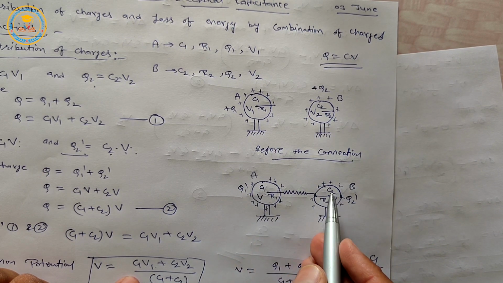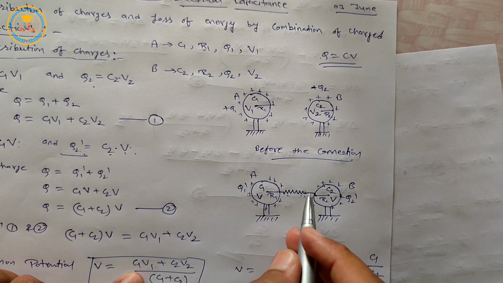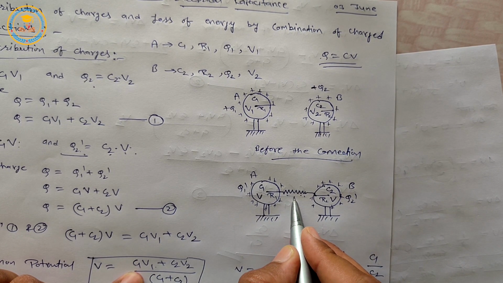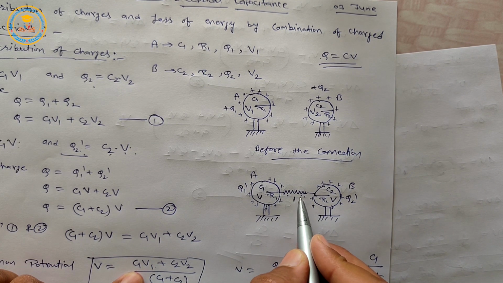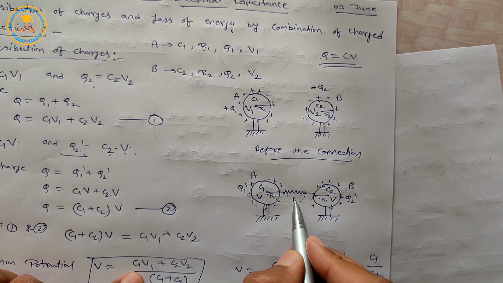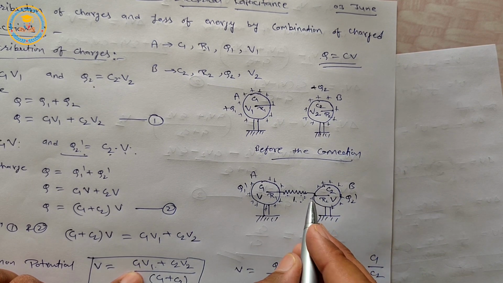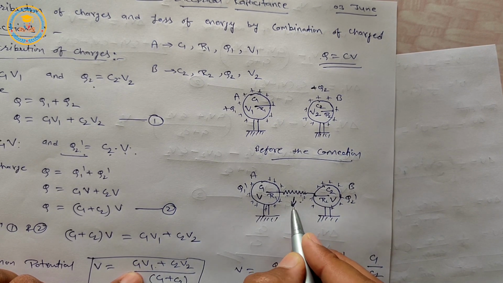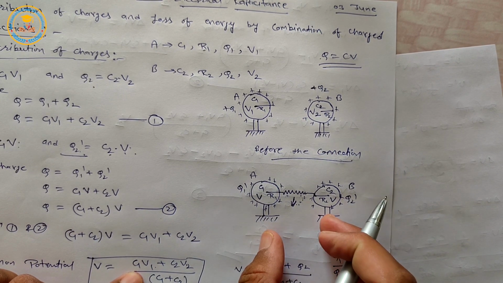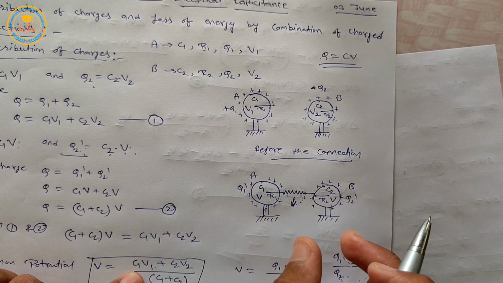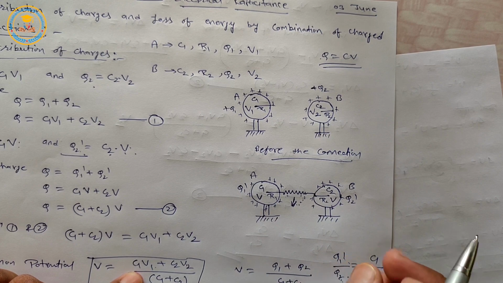When these conductors are attached by a conducting wire, due to the resistance of this conducting wire, when the charge flows through it, some amount of energy is changed into heat. Okay, so in this process some amount of energy is lost. This energy loss we will derive in this expression.